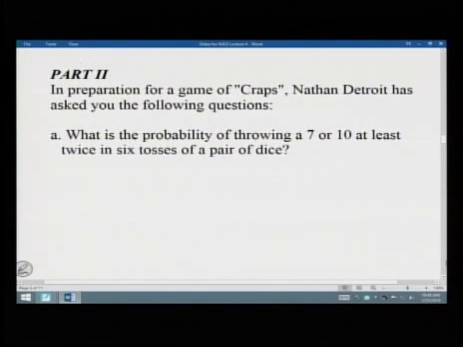So this is part 2. In part 2, we are considering a game of craps. In preparation for a game of craps, Nathan has asked you the following questions. The first question is, what is the probability of throwing a 7 or 10 at least twice in 6 tosses of a pair of dice?